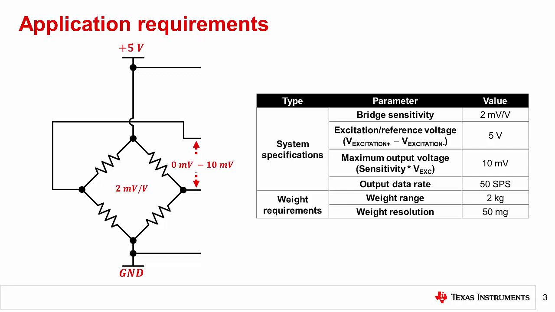However, our analysis assumes we need to measure the bridge's entire weight range. Finally, the weight resolution is 50 milligrams. This means that within our 2 kilogram weight range, we want to be able to resolve a change in weight as small as 50 milligrams. You can now convert the application requirements into common noise parameters to help you choose your ADC.